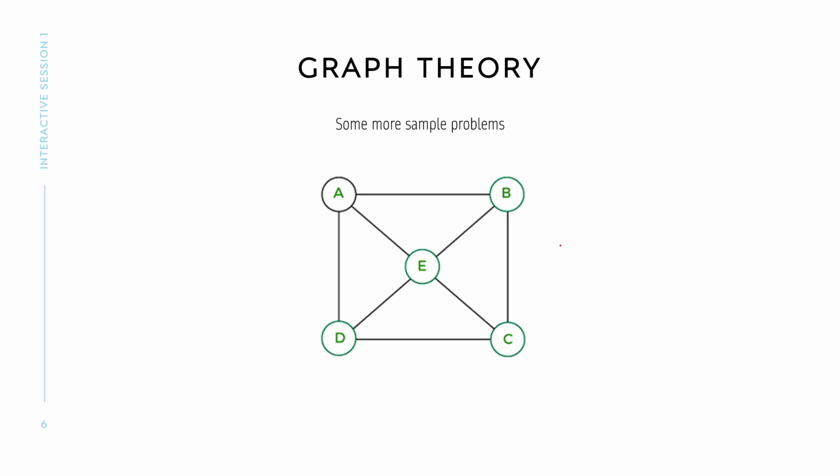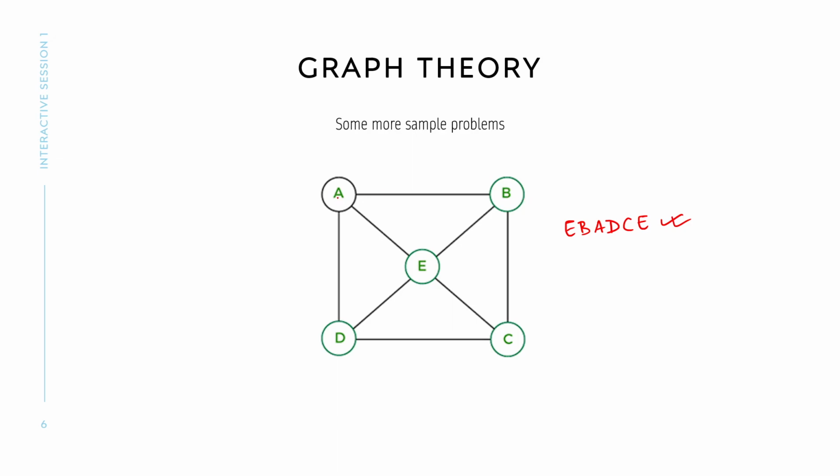E, B, A, D, C, E. So the existence of this one path means it's a Hamiltonian graph. If you start at E and go in any direction, you'll be able to end up at E again. So what about if you start in the corner?